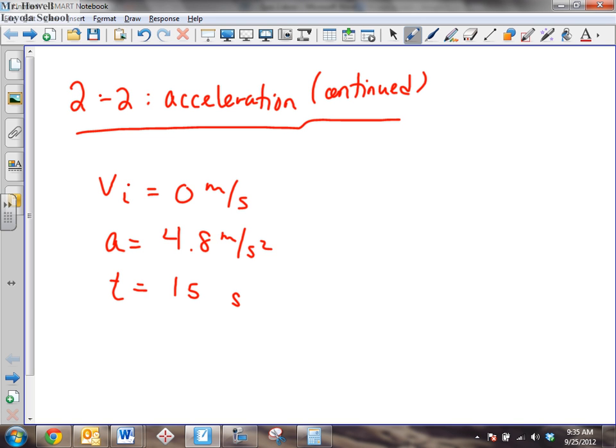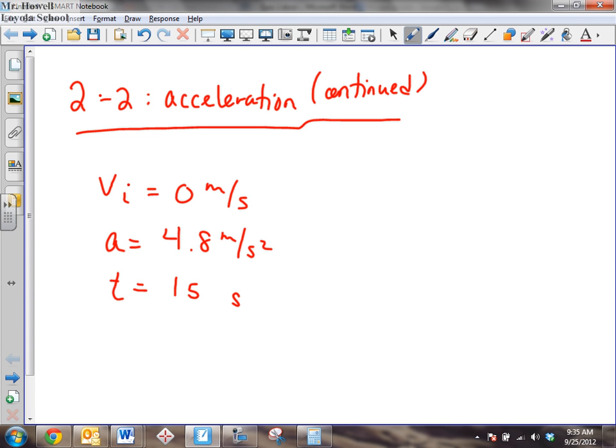Now, if it's an airplane and it's lifting off, is it speeding up or is it slowing down? Speeding up. So acceleration is going to be positive. If it were an airplane that landed and it said it's braking or coming to rest, what would you put on the acceleration? Negative. Yeah, you put a negative there. Keep that in mind, please.